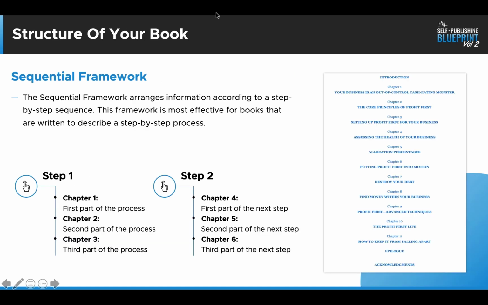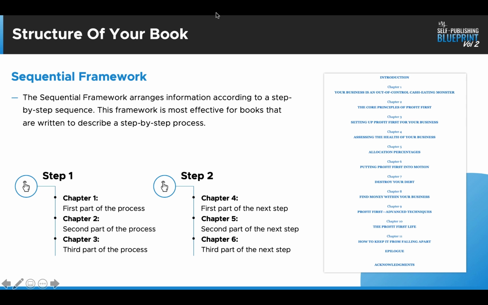So first off is the sequential format or framework. Sequential framework arranges information according to a step-by-step sequence. This framework is most effective for books that are written to describe a step-by-step process. This is the one that's most popular for most self-publishers. It's simple and it's to the point.